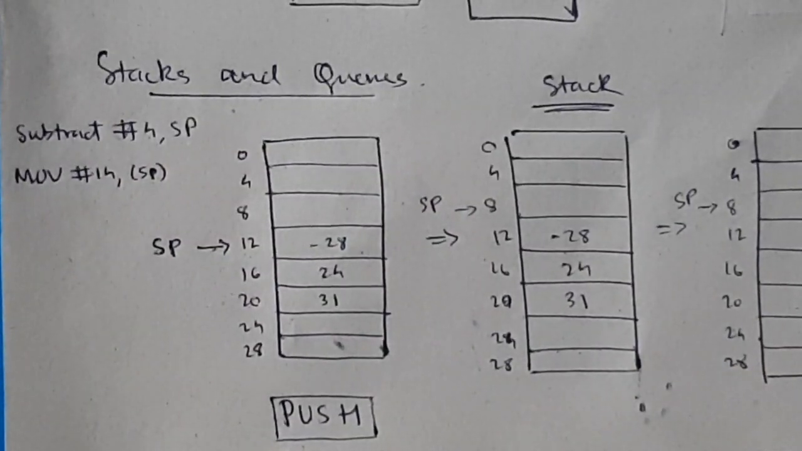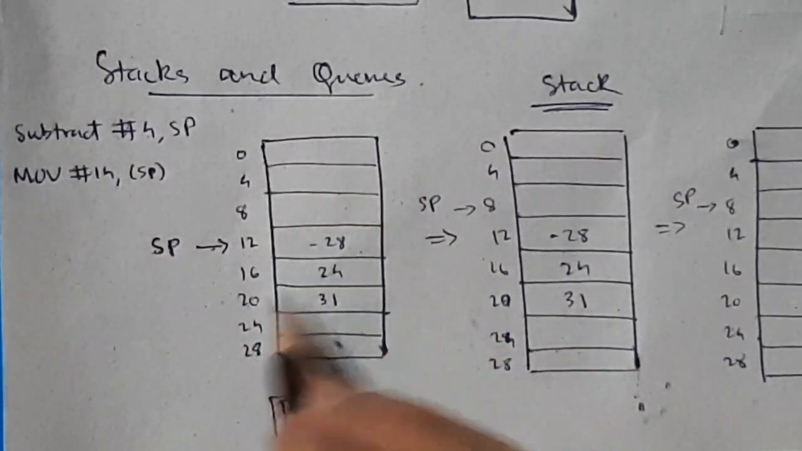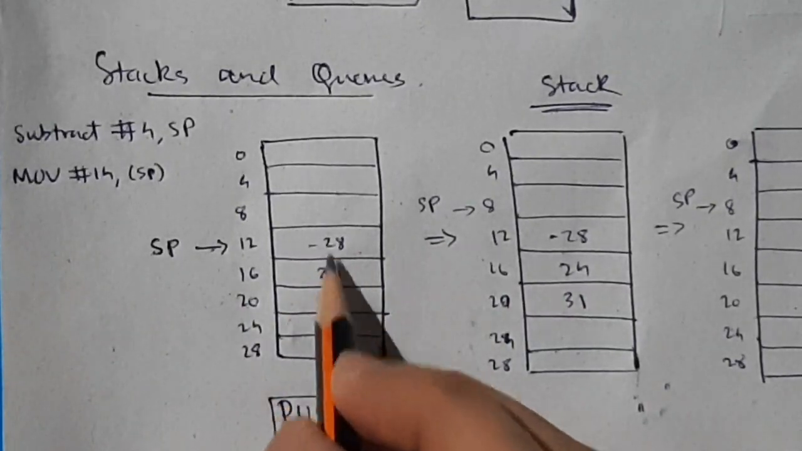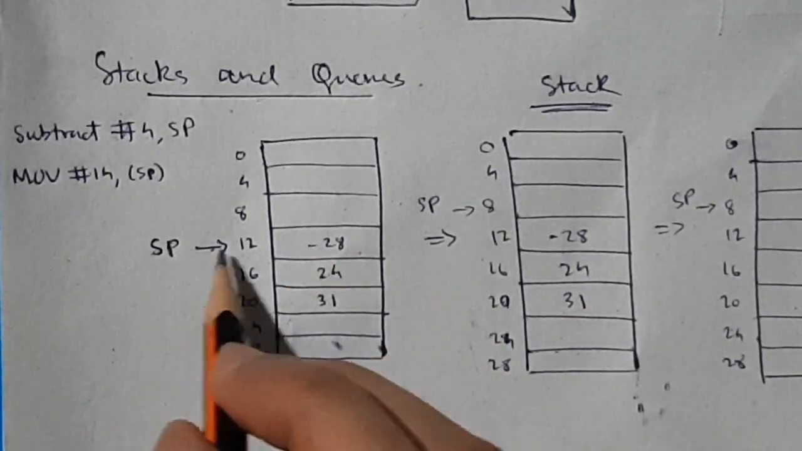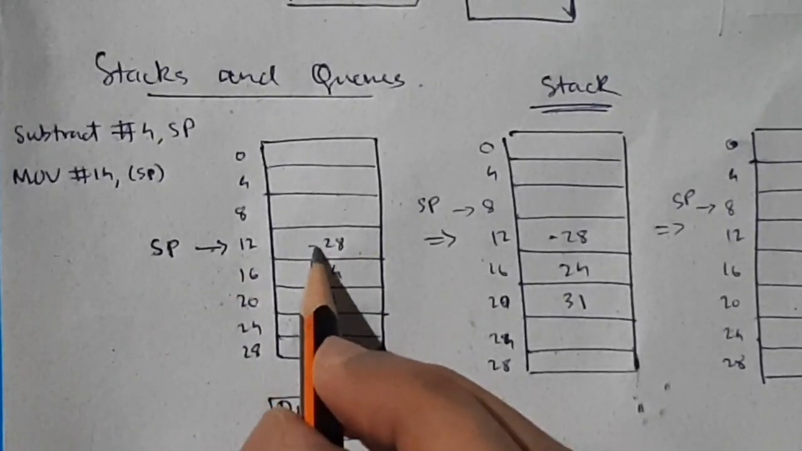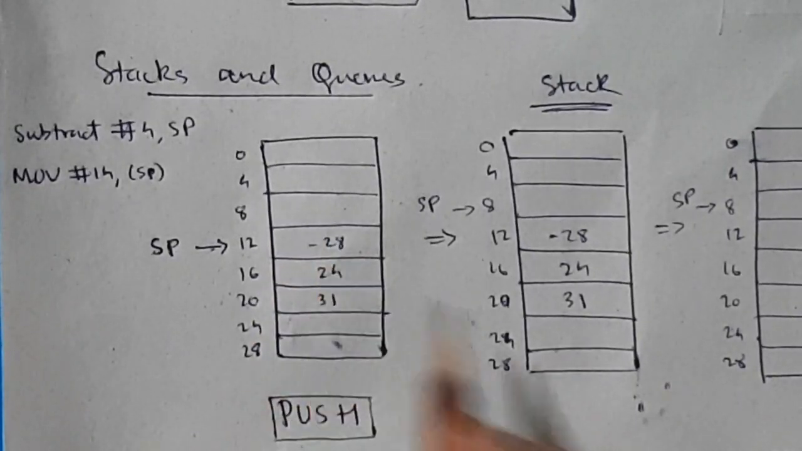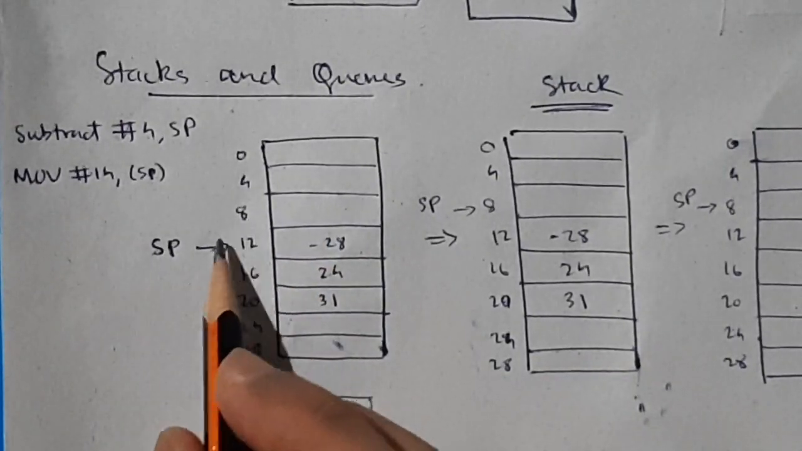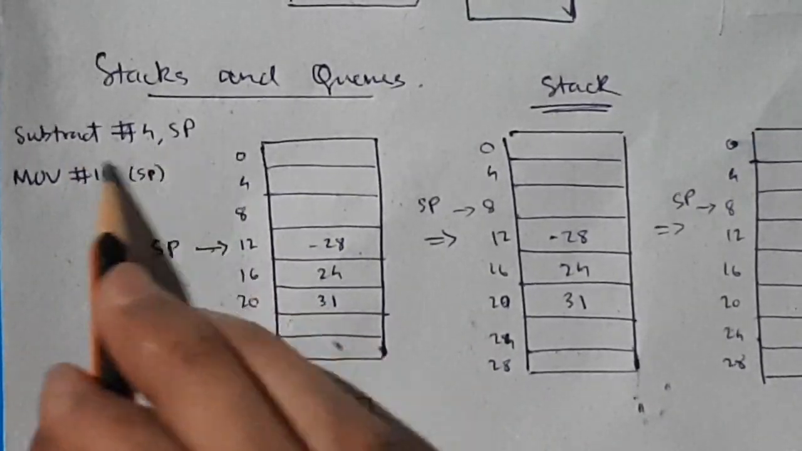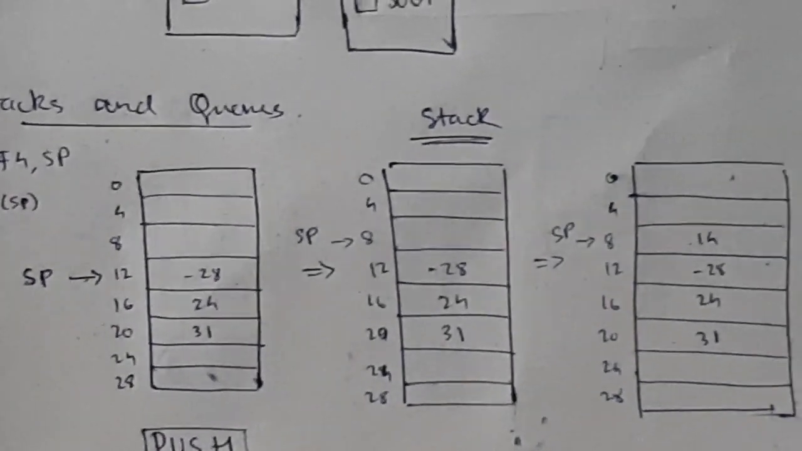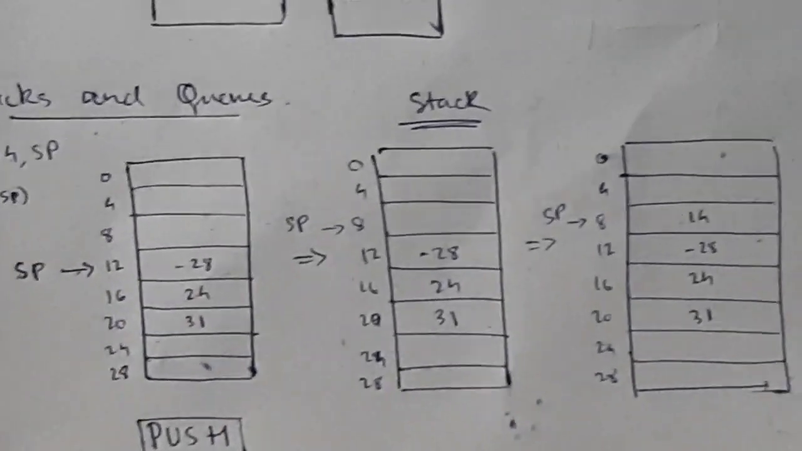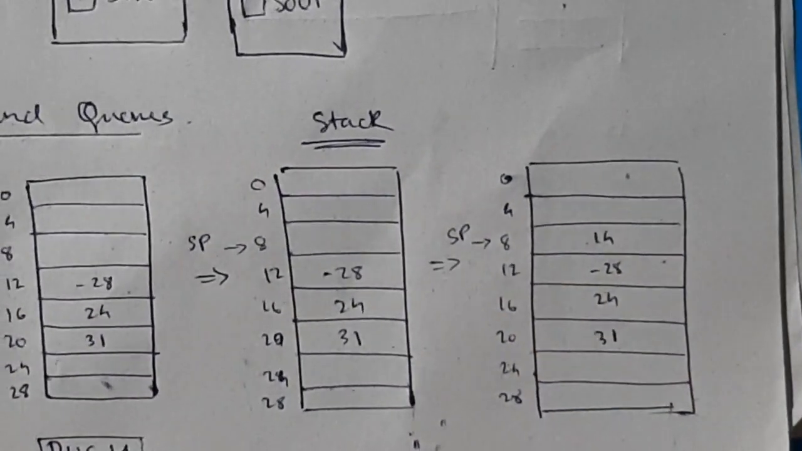Next is stacks and queues. A stack is a part of the memory which is divided into many blocks, and each block has some address here. SP is the stack pointer. Suppose I have some data in one of the blocks, and SP will point to the latest data added. SP is 12 now, pointing to minus 28. Suppose I have to add another data, which is 14. First I will move to an empty place, that means 8. It is at 12 now. To move to 8, I will subtract 4 initially: subtract 4 comma SP, then SP will be moved to 8. Then move 14 comma SP, so 14 will be moved to this location. That's known as the push operation.